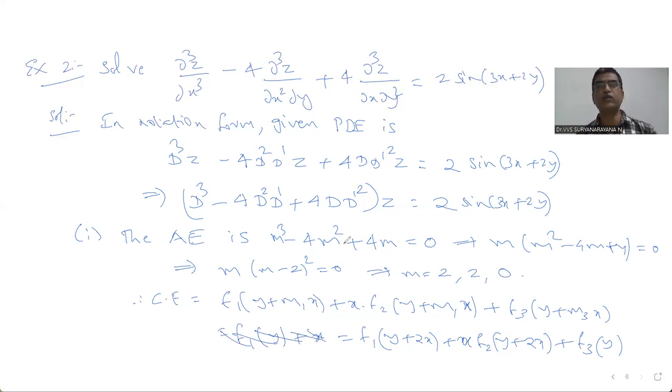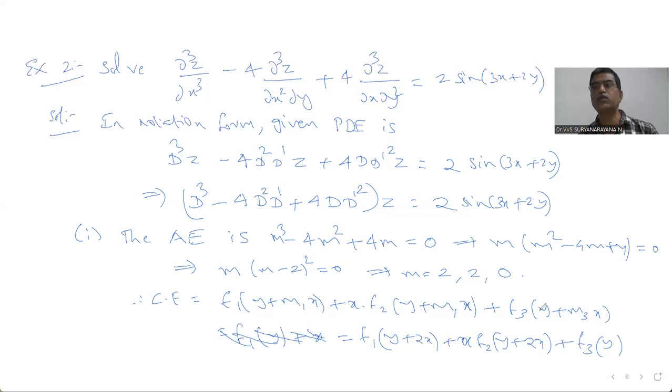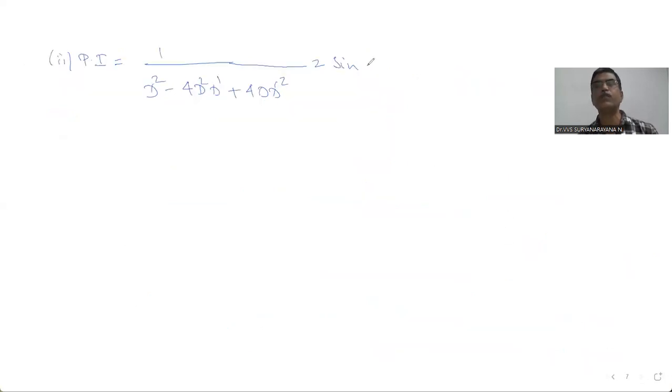And step number 2 deals with the right hand side function. We have to apply the inverse operator of this D cube minus 4 D square D dash plus 4 D D dash square on the right hand side function. So that is step number 2. In step number 2, we will find the particular integral: 1 by D cube minus 4 into D square D dash plus 4 into D D dash square, the inverse operator of the LHS, to be applied on the right hand function 2 sine of 3x plus 2y.